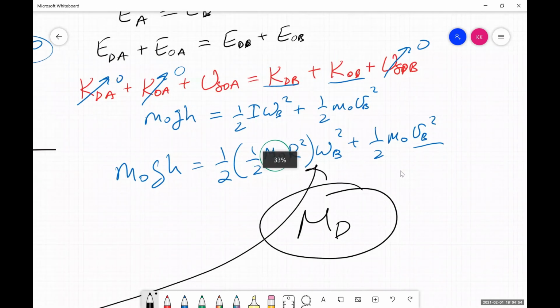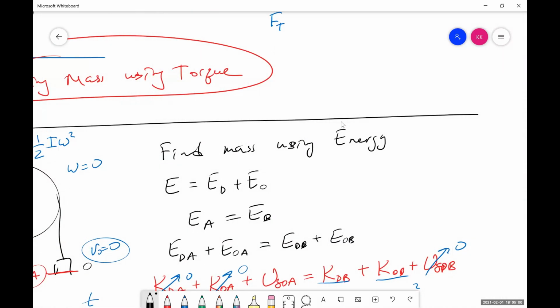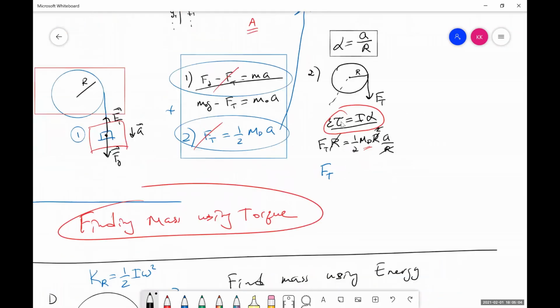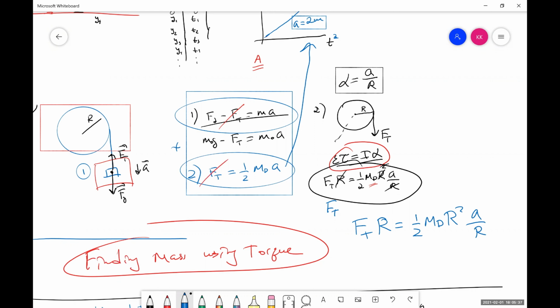If I go up and look at the torque equation, again, R cancels out. So in this equation too, when I'm doing force times R, force times distance, which is R, and on the other side, I have 1/2 m_d R squared and a over R, then R also cancels out. So my equation just becomes F_T times R equals 1/2 mass of the disk, and I only need this because this is the only rotating object, times a over R. So this cancels that and this cancels this. So no R at all.